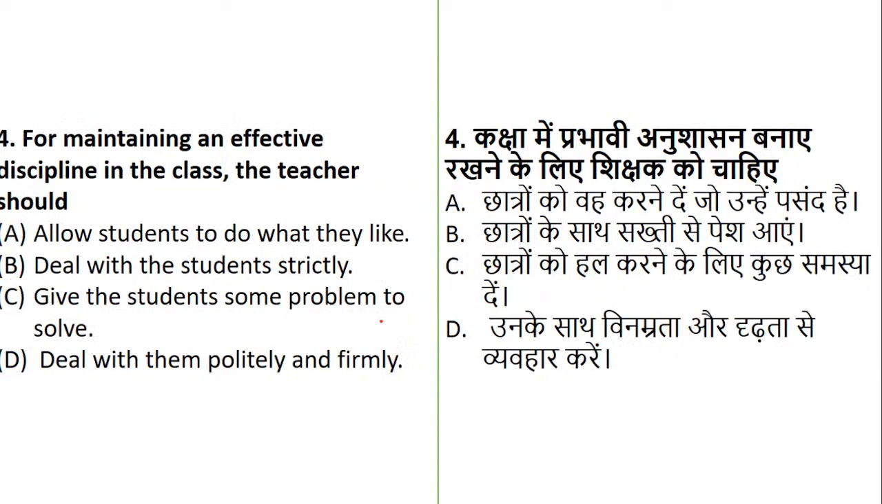So let's go for question number 4 now. For maintaining an effective discipline in the class, the teacher should, now remember very well what the question is talking about. I have told you to give more importance to reading the question. For maintaining an effective discipline in the class, the teacher should allow the students what they like, deal with the students strictly, give the students some problem to solve, or deal with them politely and firmly.